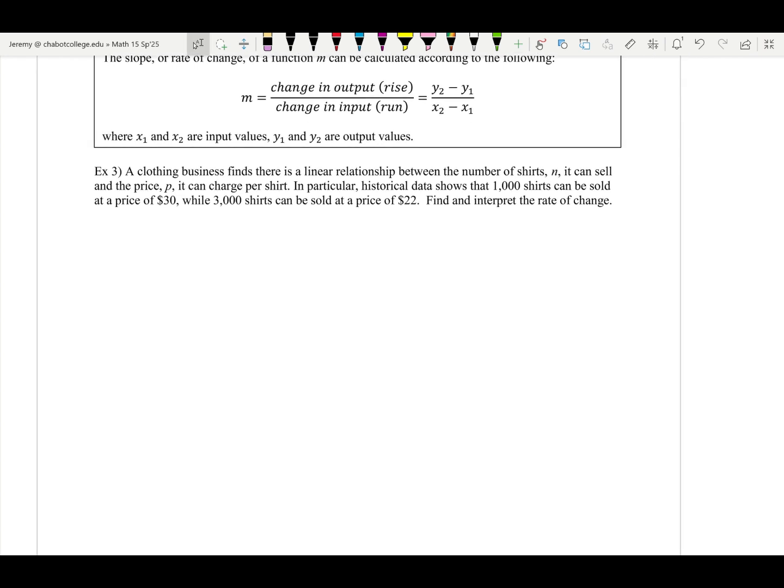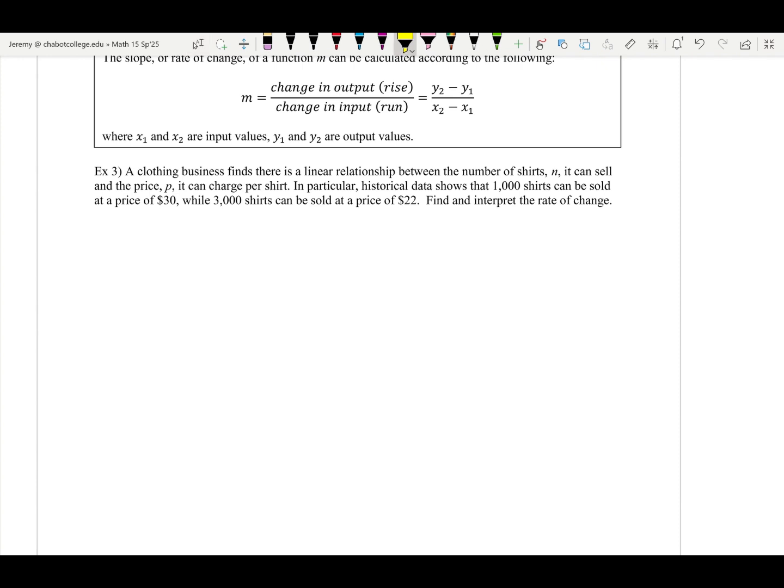Example 3 looks like a business application. A clothing business finds there is a linear relationship between the number of shirts N that it can sell and the price P that it can charge per shirt. In particular, historical data shows that 1,000 shirts can be sold at a price of $30, while 3,000 shirts can be sold at a price of $22. And we want to find and interpret the rate of change.